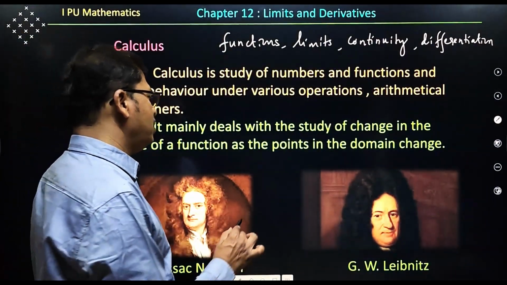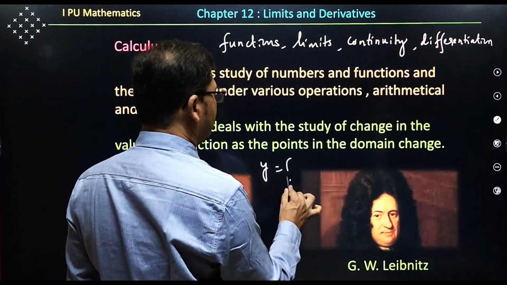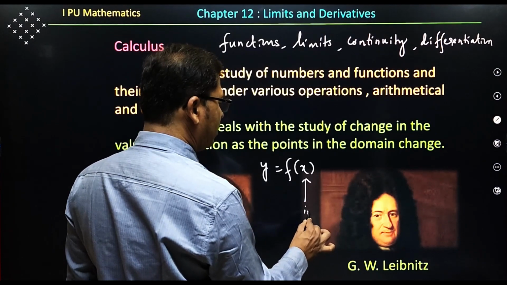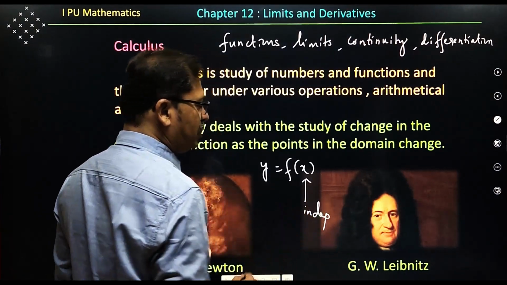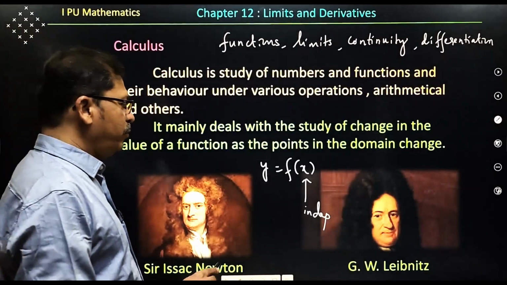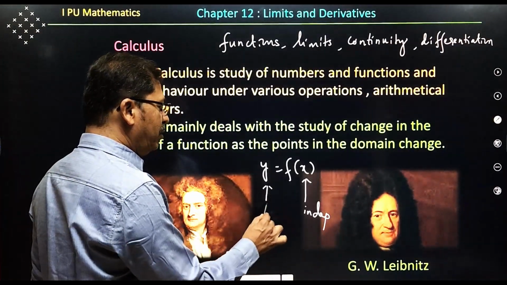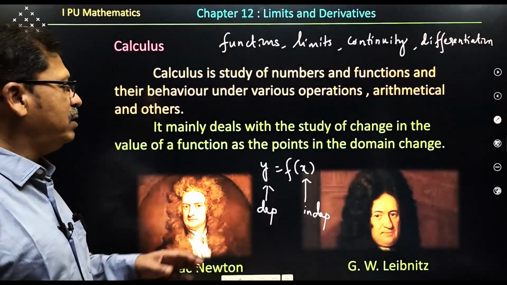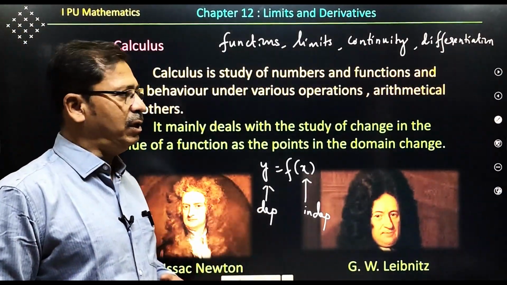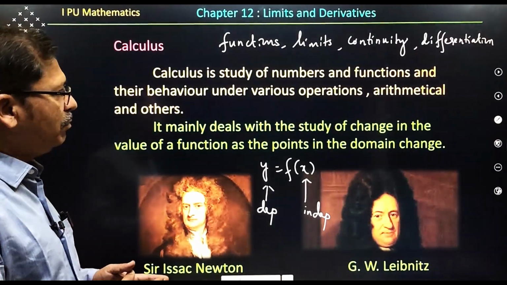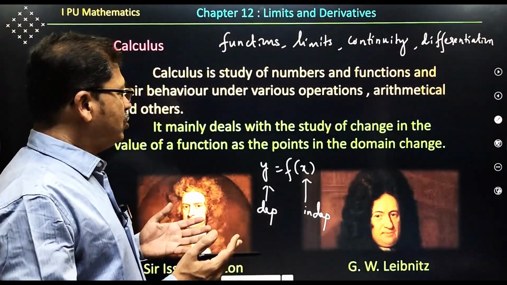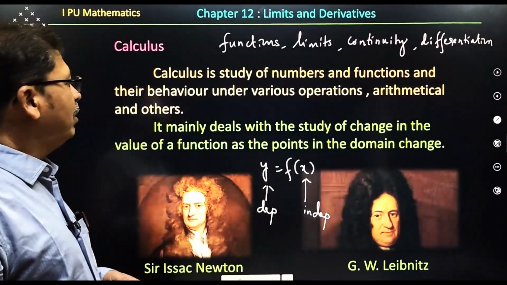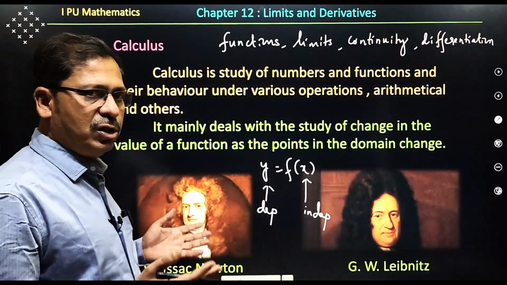If you take into consideration the function, say y is equal to f of x. See, in this case, here x is independent variable, means any value you can substitute here, it is independent variable, whereas y is a dependent variable. The value of y depends on the value of x. That's why y is a dependent variable and x is independent variable here. So that is what it mainly deals with, the study of change in the value of this function y as the points in the domain change here.